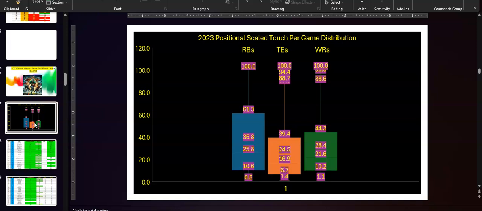Running backs, tight ends, wide receivers on the scale. Running backs still, even if you scale it, the distribution is going to be way different than tight ends and wide receivers. Take a look at the median levels for running backs, tight ends, wide receivers. Much different. You could see where the boxes are. In fact, tight ends are the worst. Notice the whisker from the tight end.